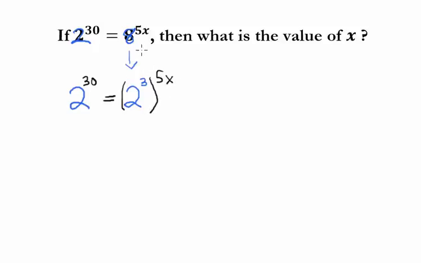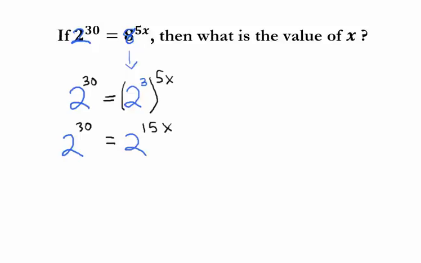Notice I didn't change anything. I'm just rewriting 8, so it's in this power. And now we can start working on these exponents. We can start using these exponent laws. So 2 to the 30 power is equal to, well, if I raise a power to a power, I can multiply, right? So that's just going to be equal to 2 to the 3 times 5x, which is 15x power.